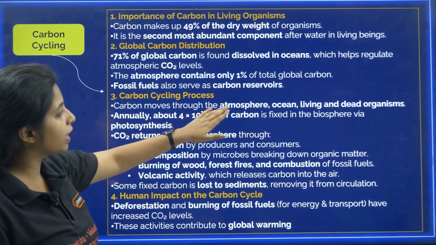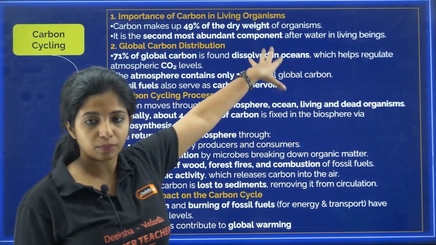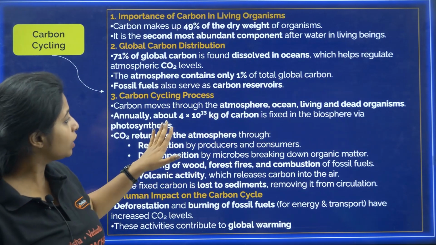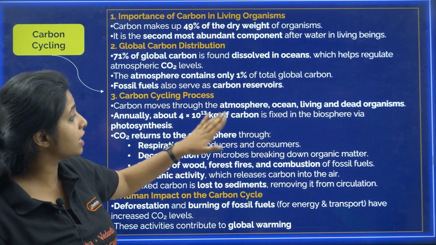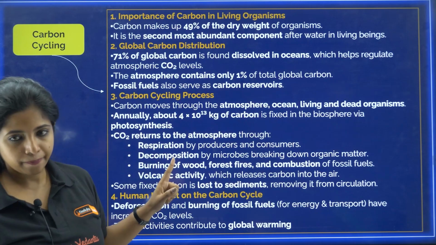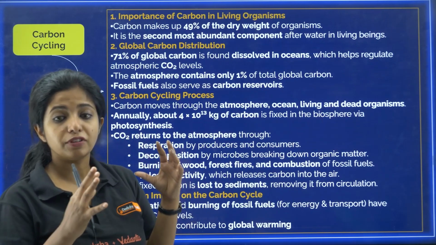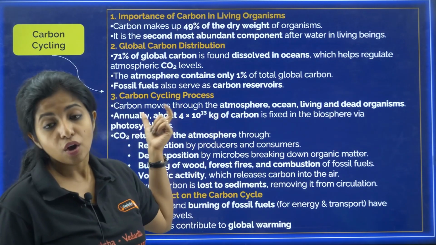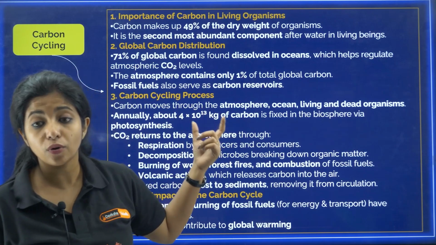Now carbon cycling, how does it proceed? Carbon moves through atmosphere, ocean, living and dead organisms, because they are all located over here, right? Annually about 4 into 10 to the power 13 kilograms of carbon is fixed in the biosphere via what? Photosynthesis. So by photosynthesis, the plants are fixing almost this much carbon, 4 into 10 to the power 13 kilograms of carbon.